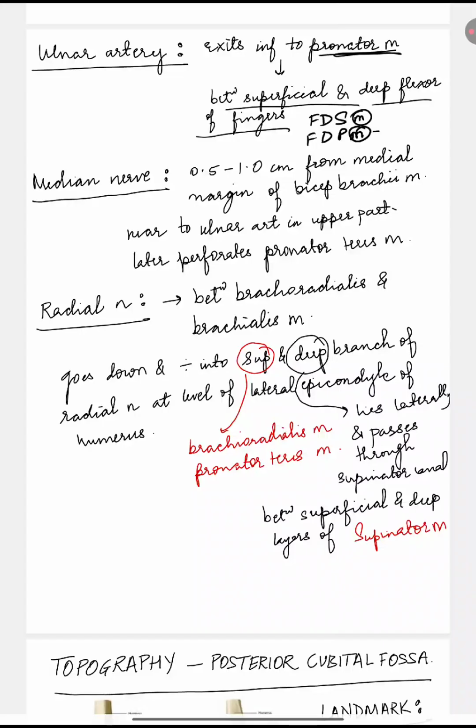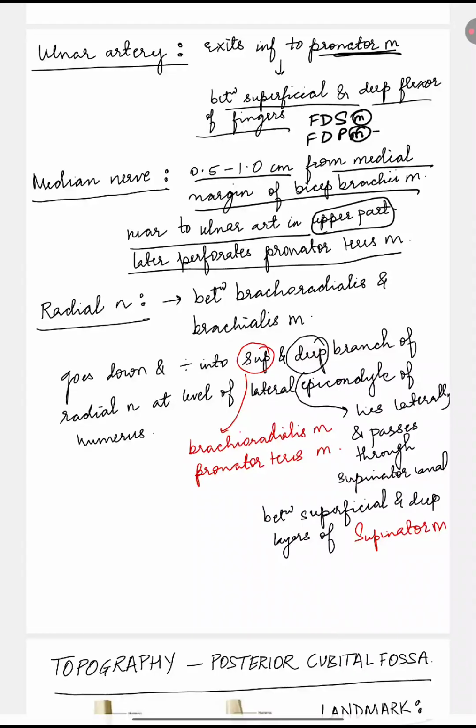Next is median nerve. It lies 0.5 to 1 centimeter from the medial margin of the bicep brachii muscle near to the ulnar artery in the upper part, and it perforates pronator teres muscle.